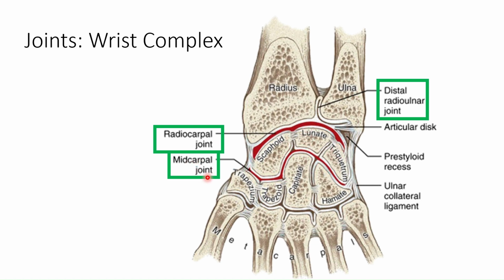The midcarpal joint is an articulation between the proximal row of carpal bones, those being the scaphoid, lunate, and triquetrum, with the distal row of carpal bones, those being the trapezium, the trapezoid, the capitate, and the hamate. The radiocarpal and midcarpal joints share similar ligamentous and capsular support because most of the structures that support the radiocarpal joint also cross the midcarpal joint. These joints consist of a fairly loose but strong capsule.